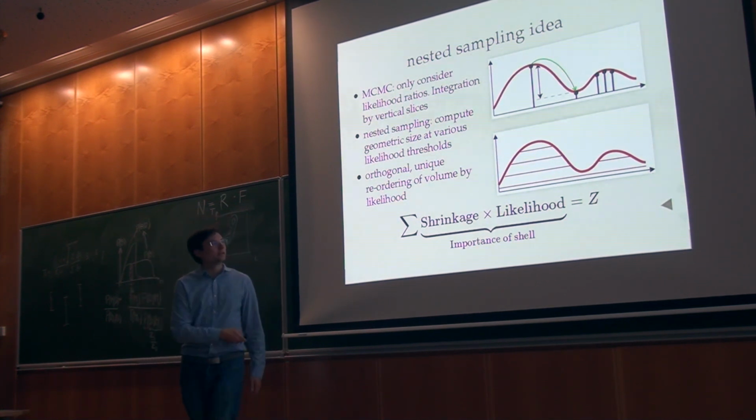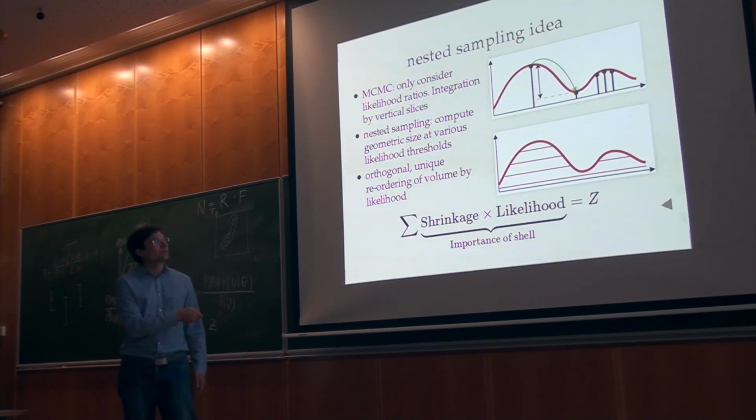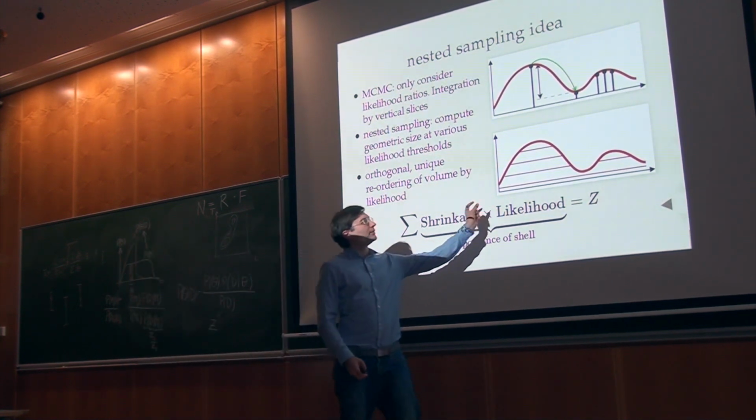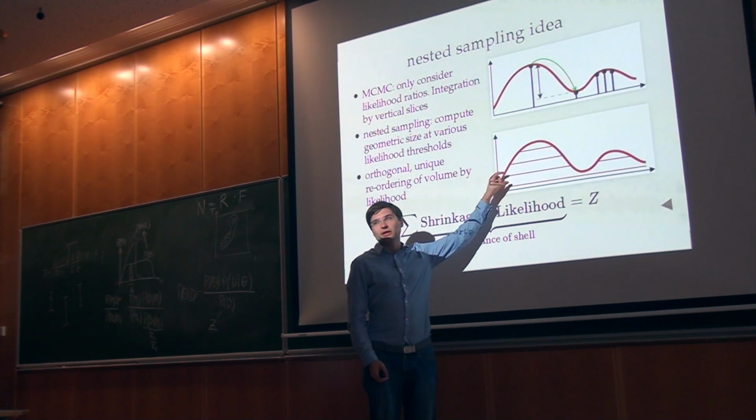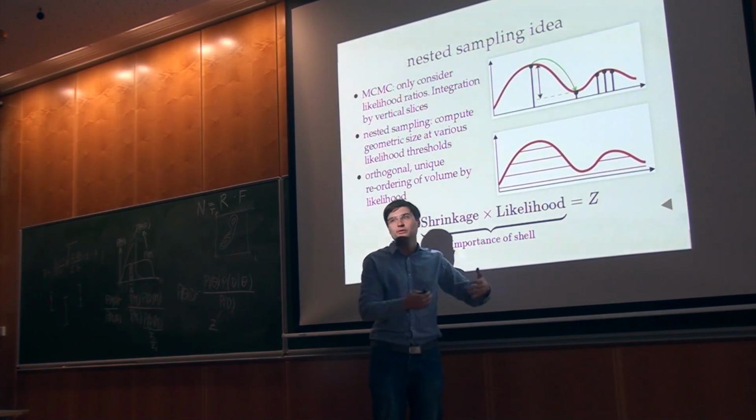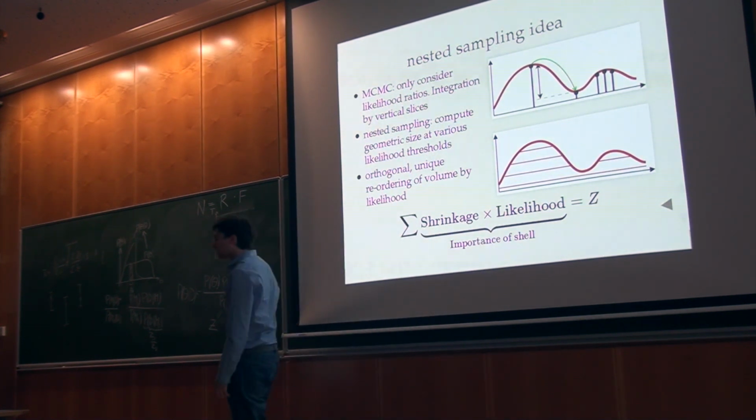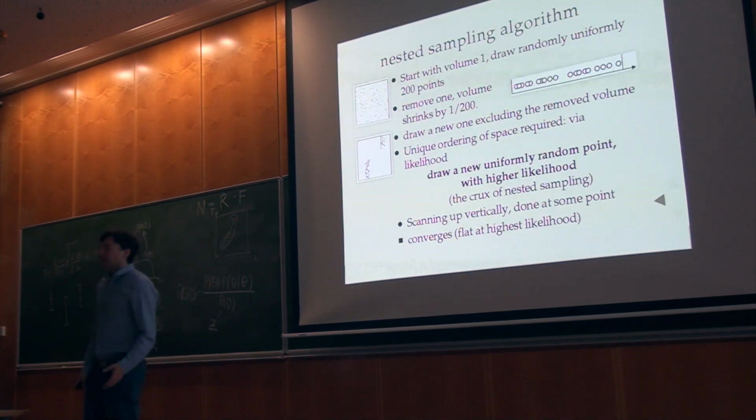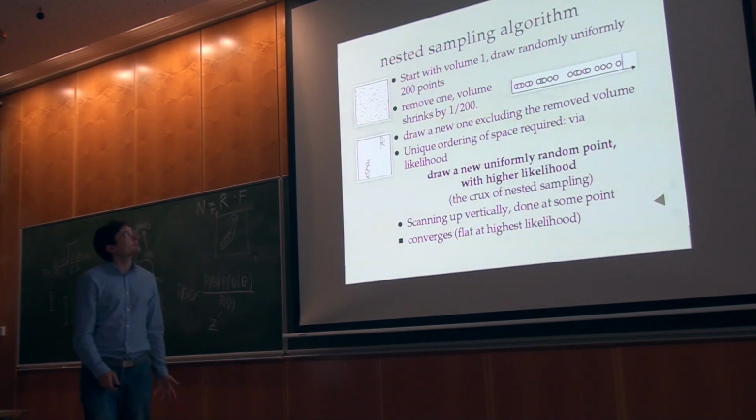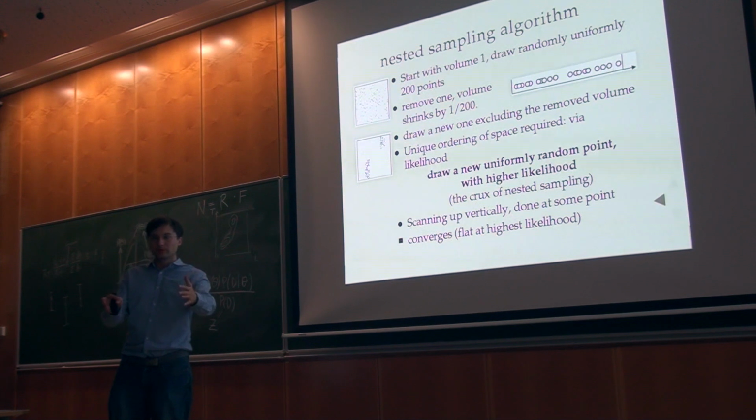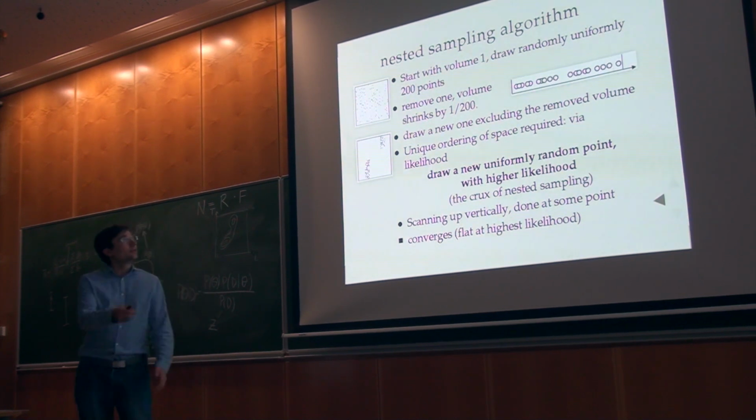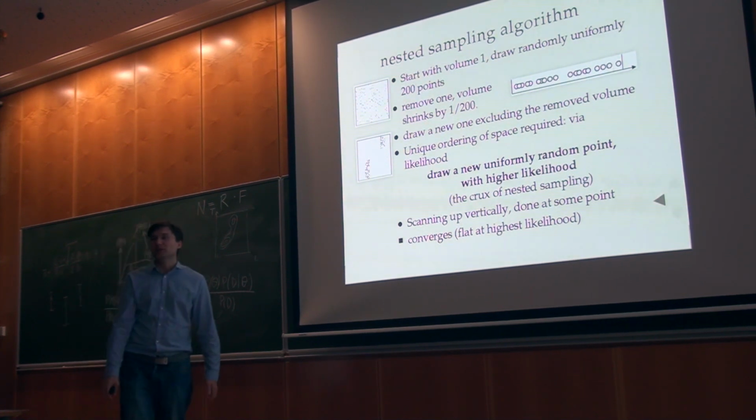That's called the Levenberg integral. So you're summing the shrinkage times the height as you go in this pyramid up and up. And the algorithm works as follows. You imagine your parameter space as a box. You throw in 200 points.